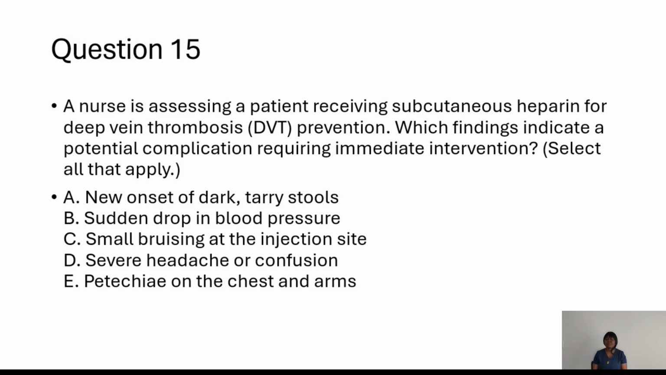D, severe headache or confusion. Yes, this could be a complication. It could signal hemorrhage to the brain. E, petechiae on the chest and arm. So petechiae are red or purple spots underneath the skin. That could be a sign of heparin-induced thrombocytopenia.